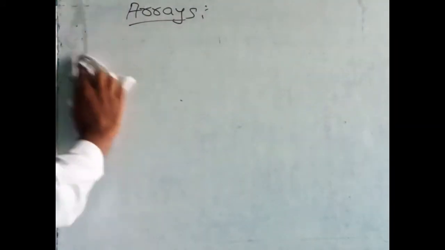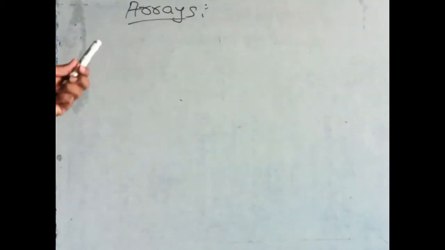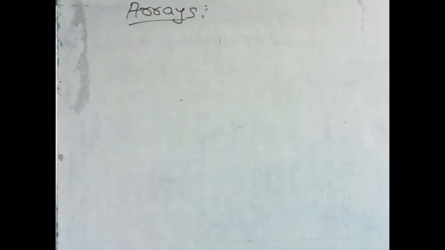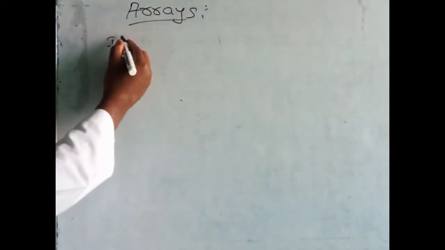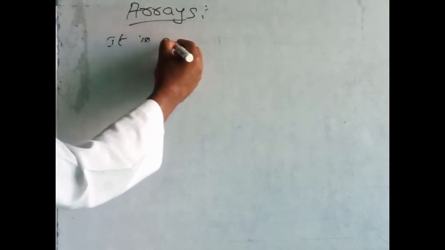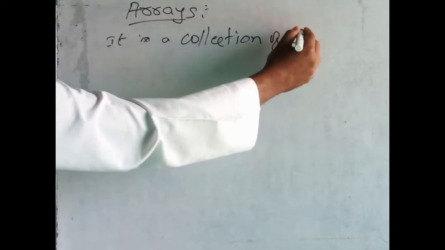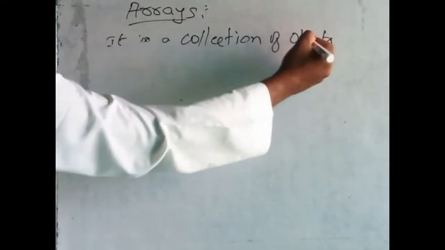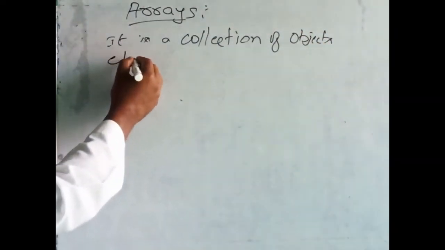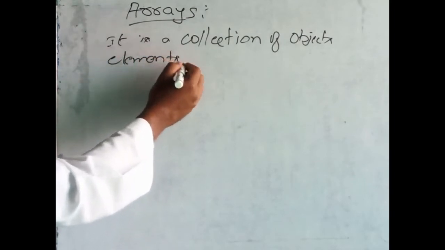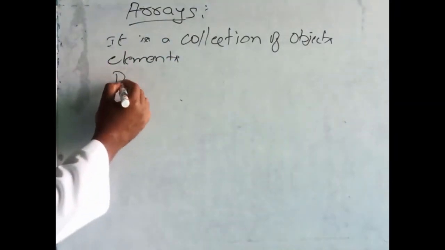Instead of using that many variables, here we use arrays. An array is nothing but a collection of elements. For example, to display all the alphabets, we use one array of character type. An array is a collection of objects. Objects we also call elements. Elements or objects, anything we say. All are the same data type.